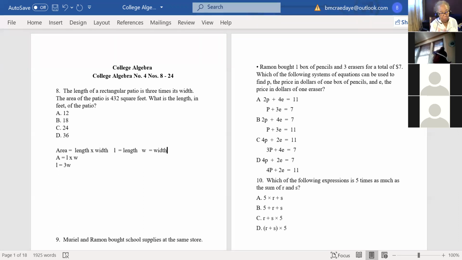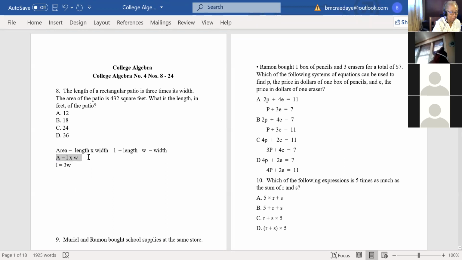You could have put X, Y, but I just like to put something descriptive of what it really is. Since length starts with an L, we use L, and width starts with a W, so we use W. Now, length equals 3W. That means the length equals 3 multiplied times the width.